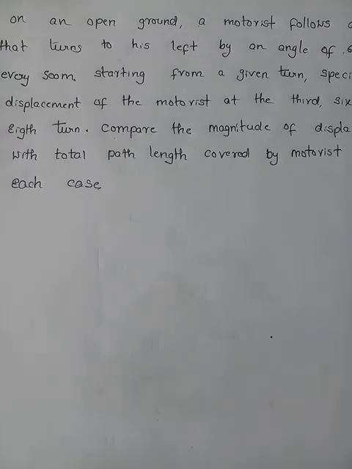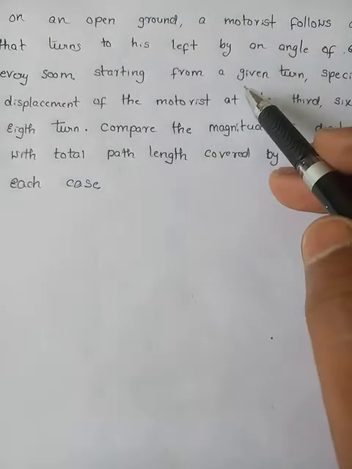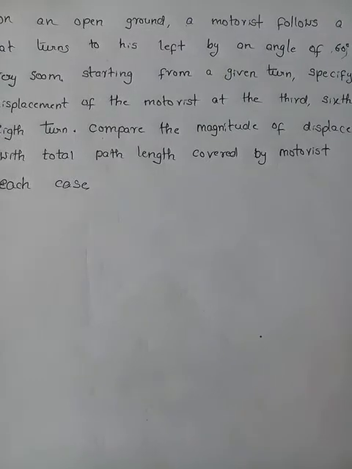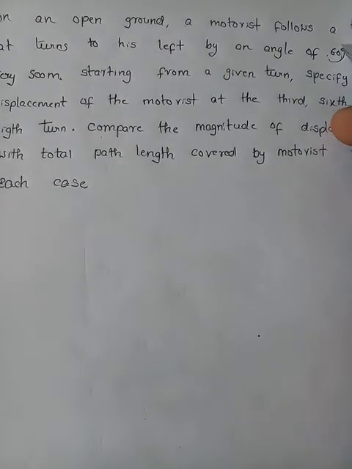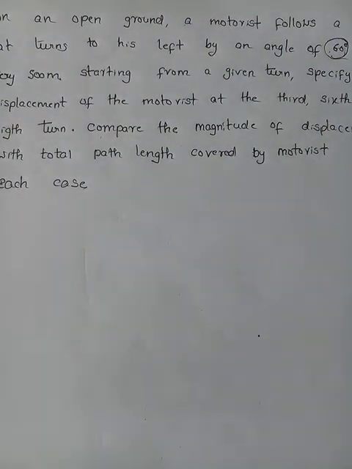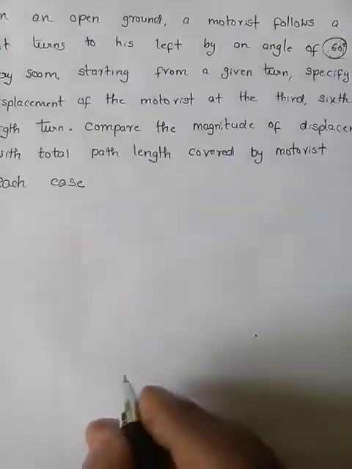Now what is the displacement and distance travelled by the motorist for the third, sixth and eighth turn? See, they have given that it is not a circular track, but for every 500 meters it is turning left by 60 degrees. Let us take a point.